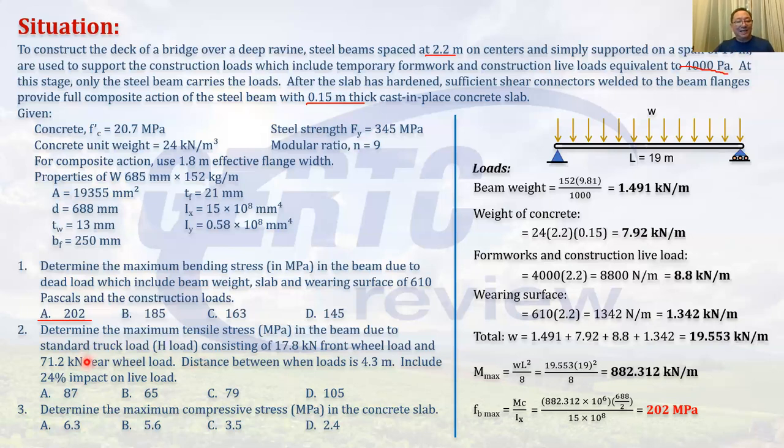Now, the second question. Determine the maximum tensile stress in the beam due to a truck passing. That means the concrete has hardened. As you read the problem, the concrete plays a role in the strength of the beam, because it says that after the slab has hardened, sufficient shear connectors welded to the beam flanges will provide full composite action. So the beam becomes composite, with the concrete as the top flange and the steel beam below. We will compute the properties of that. It says for composite action, use a 1.8 meter effective flange width. So we will not use the 2.2, only 1.8 meters effective flange width. We will get the composite properties. It also gives a modular ratio of 9.